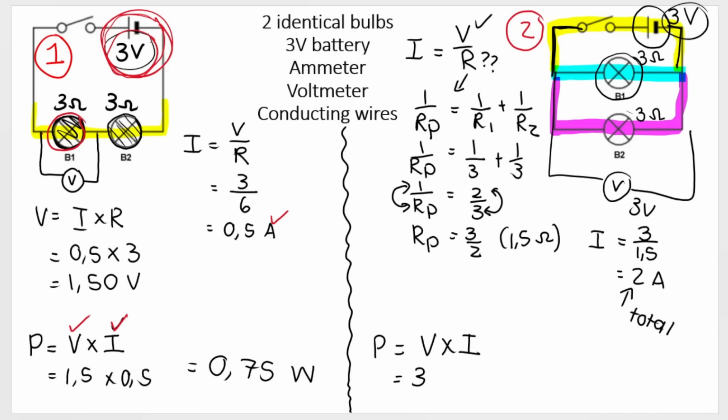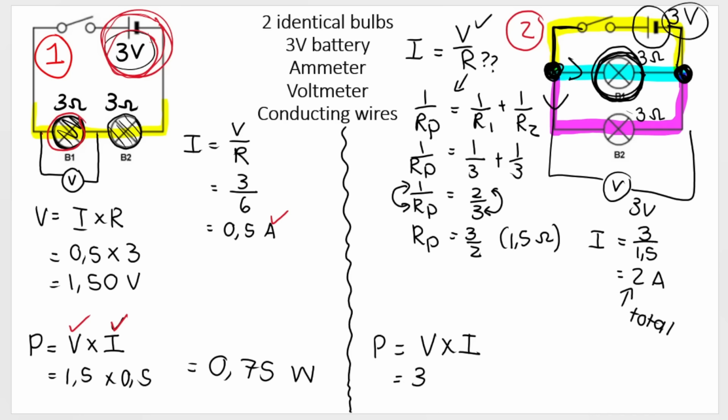However, let's take it back to what we're actually trying to work out. We're trying to work out the power of one of these light bulbs that's connected in parallel. So I don't care about the total current. The total current is the yellow. I need the split current because the current splits when it reaches this part of the circuit over here. Some of the current goes through the blue, some of the current goes through the purple.